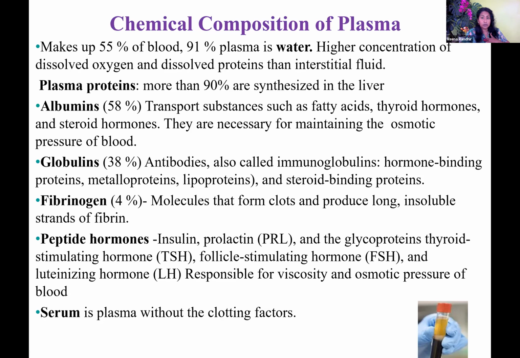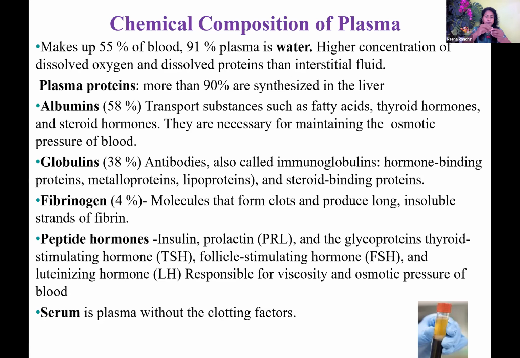Globulins are 38% of the plasma protein, and they are the antibodies. They're also called immunoglobulins. Another function for them is they can carry some vital metals, so they're called metalloproteins, or they can carry lipids as lipoproteins. They can also carry steroids, so they can also act as transport proteins. Part of your plasma is fibrinogen. Where does fibrinogen play a role? It plays a huge role in forming fibrin threads during blood clotting.